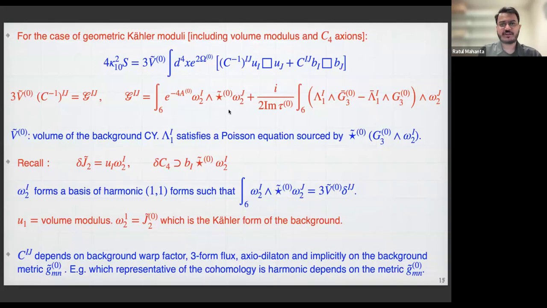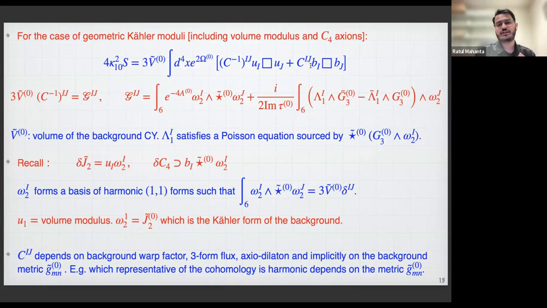The moduli space metric depends on the background warp factor, the three-form flux, the axio-dilaton, and implicitly on the background metric. By this I mean that to specify a background, we need to be somewhere in the moduli space of the Calabi-Yau. So if we vary these over the moduli space, these quantities will vary.